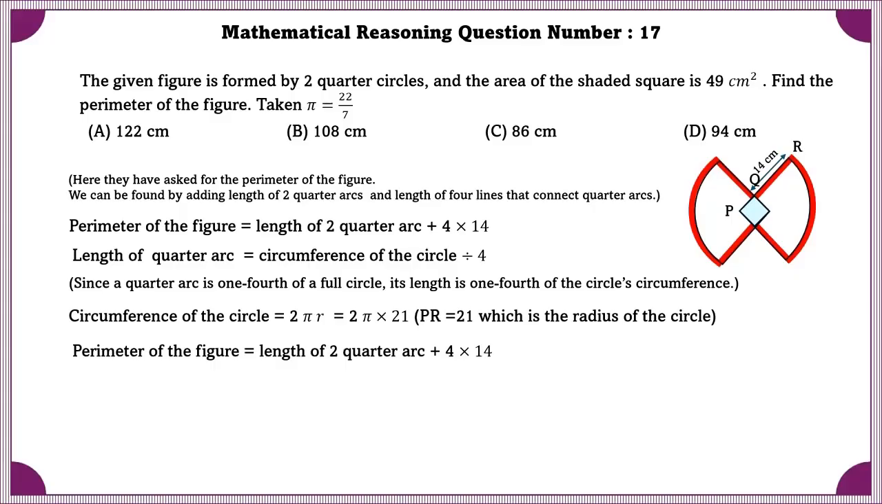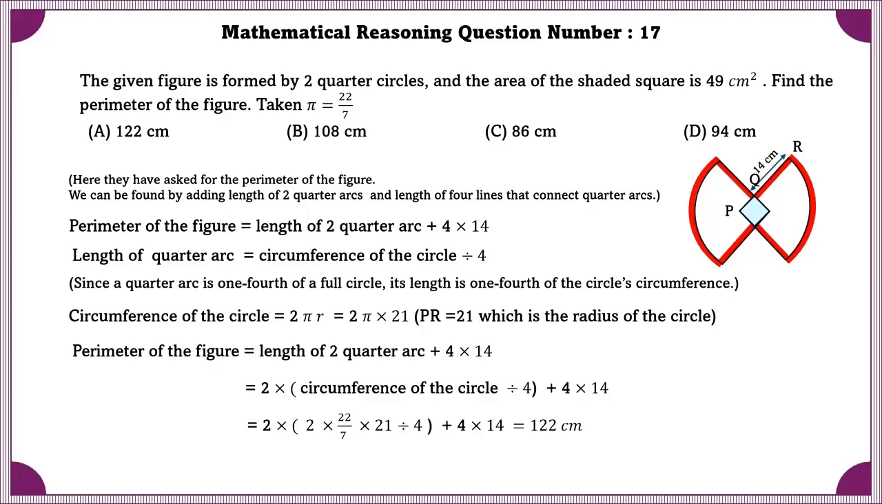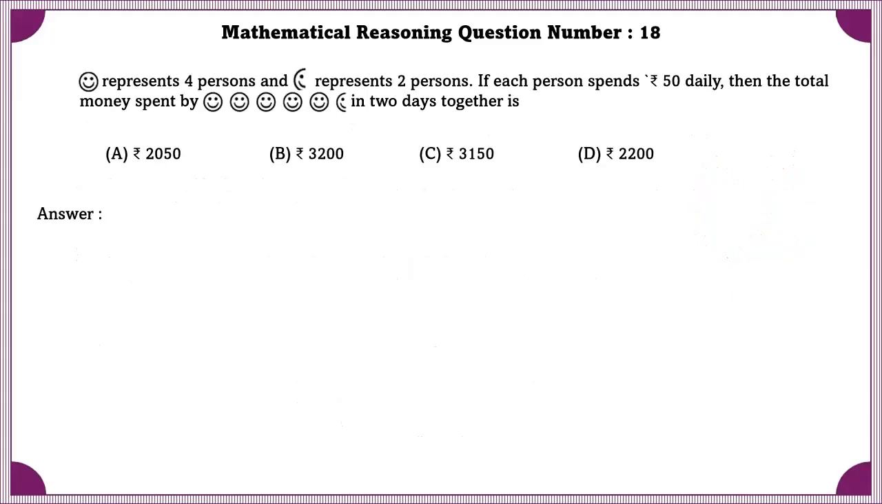Perimeter of the figure is equal to length of 2 quarter arcs plus 4 into 14. So, substituting the value of circumference of the circle divided by 4 in place of length of 2 quarter arcs and finding the value, we will get 122 centimeters.